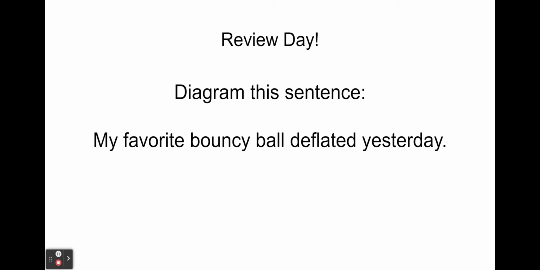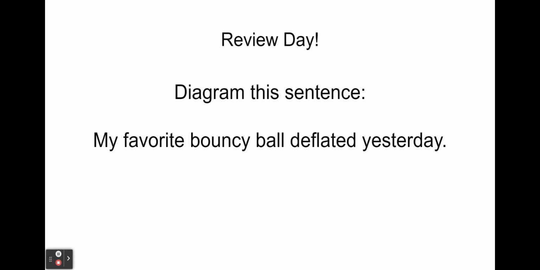Here we are. My favorite bouncy ball deflated yesterday. Press pause for a moment. Diagram this sentence. All right, if you press play, you're ready to check your diagram. Prudent students have practiced and tried it first and are ready to check it. Here we go. My favorite bouncy ball deflated yesterday. We're going to check it.